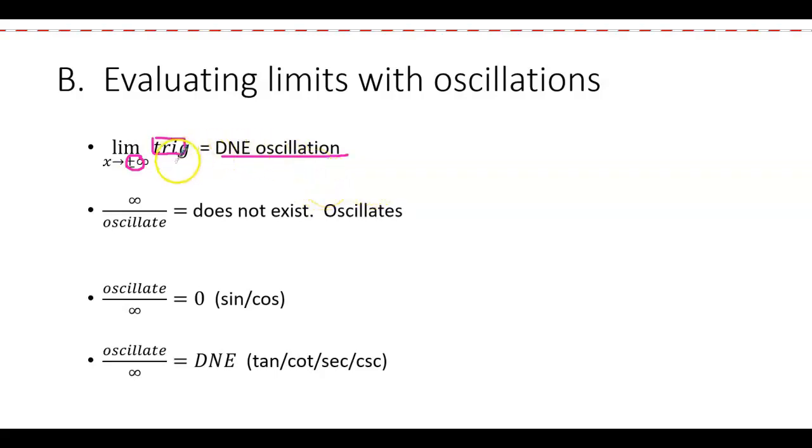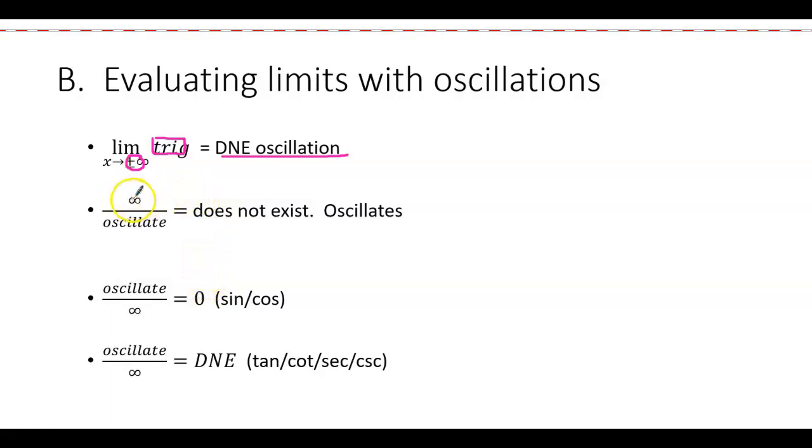Now, there is a slight difference, though, between sine and cosine and the other four, which we talked about. Sine and cosine bounce back and forth between fixed numbers, whereas the other ones bounce back and forth between infinities. And that'll result in some outcomes when we get down here. So let's read on.